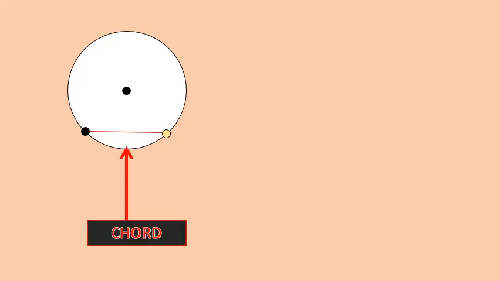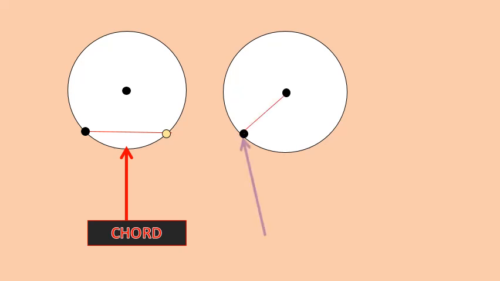Look at the circle. In the circle, two dots make a line in the circle. It's called a chord of the circle. Take any point on the circle. The point makes a line with the center of the circle. It's called the radius of the circle.